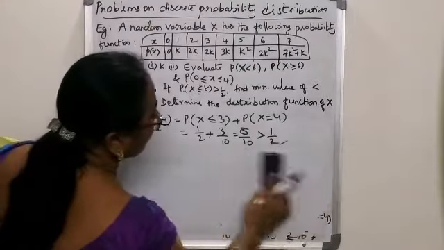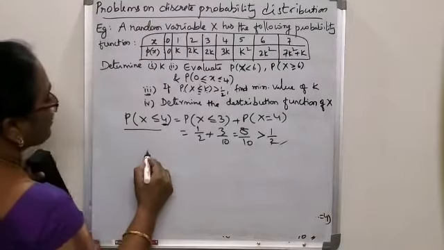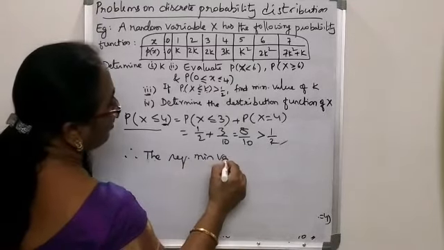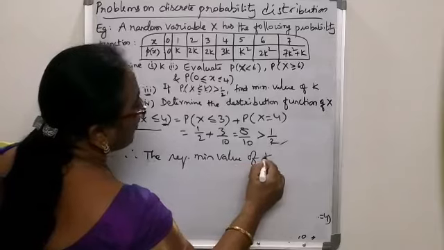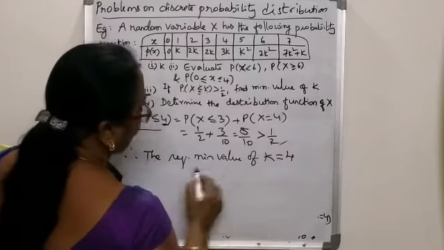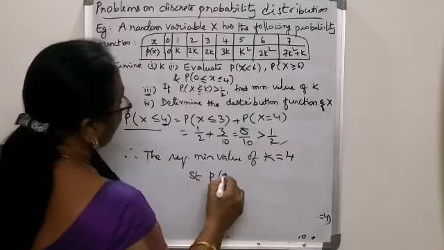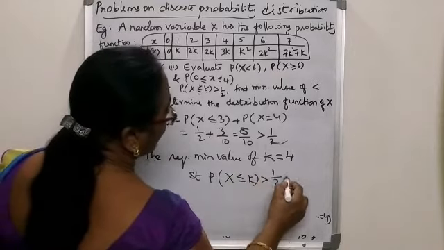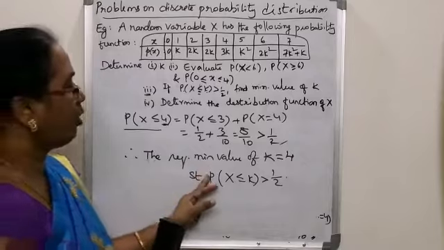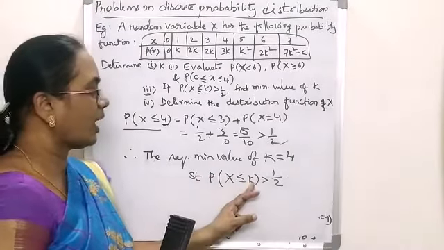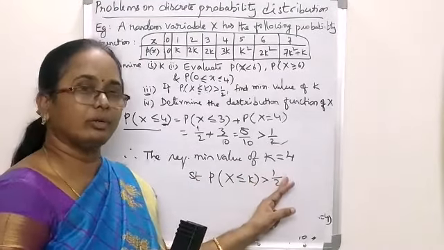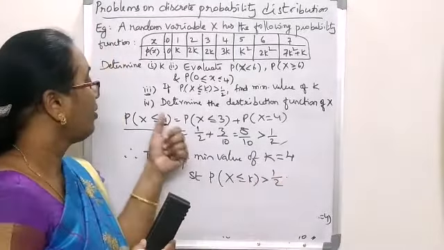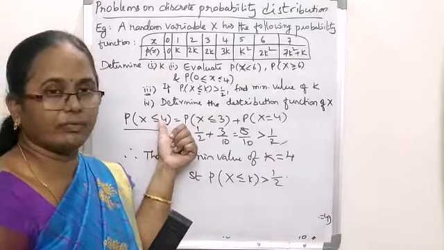So what is our conclusion? For the third bit, the required minimum value of the constant k is equal to 4, such that the probability of x less than or equal to k is more than 1 by 2. For the probability of x less than or equal to k to be more than 1 by 2, we must have the minimum value of k as 4. 4 is the minimum value of k.